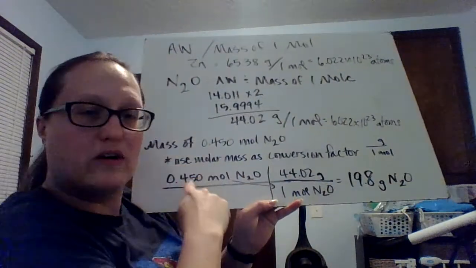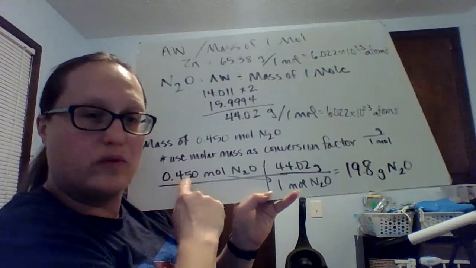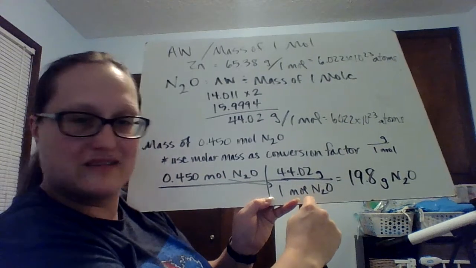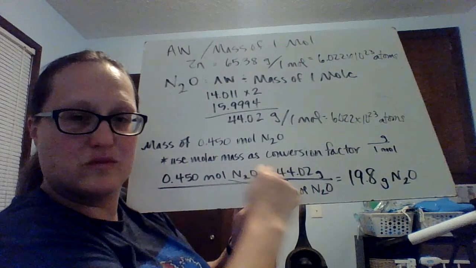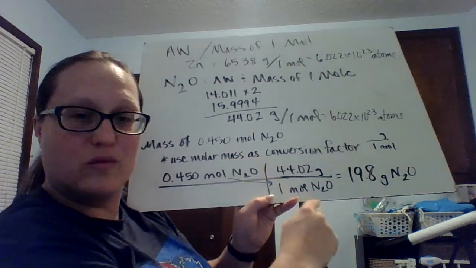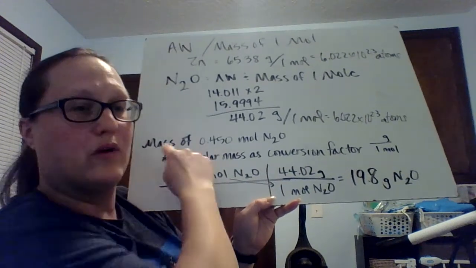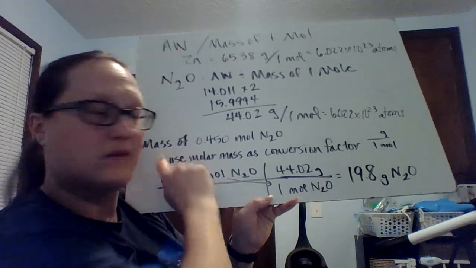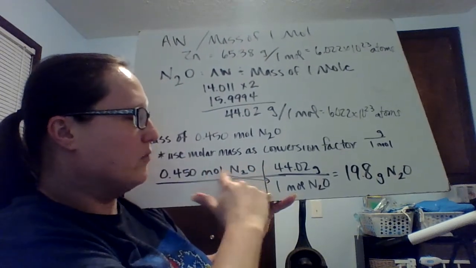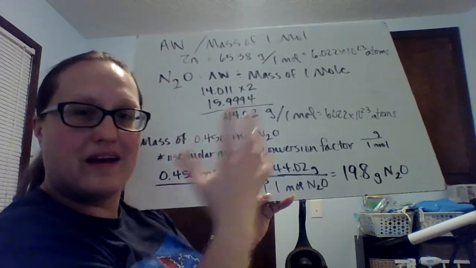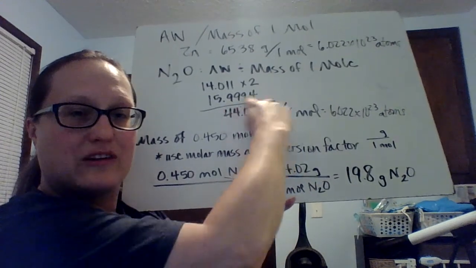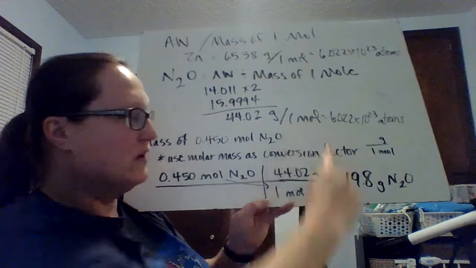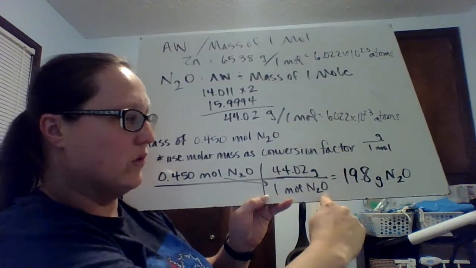Remember, this is what I'm starting with, so that's what goes on the starting line, 0.450 moles of N2O. If that's what's on top, that's what has to go on the bottom because when I divide, I cancel. I don't want moles anymore in my answer. I want grams. That's what mass means. So whenever it asks you for the mass of something, it wants grams. So I have moles on top, moles on the bottom, and I know from calculating the molar mass up here that this is how many grams there are in 1 mole.